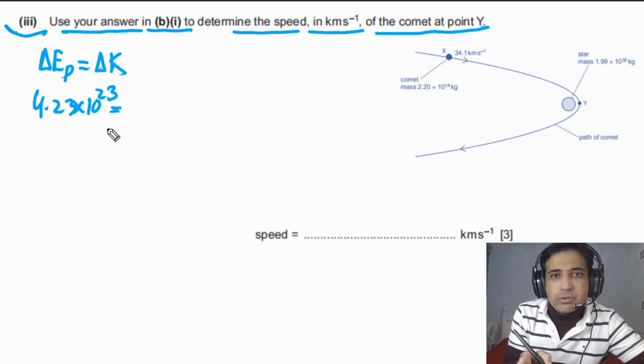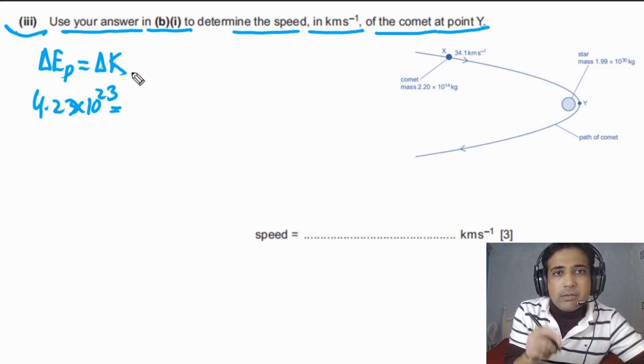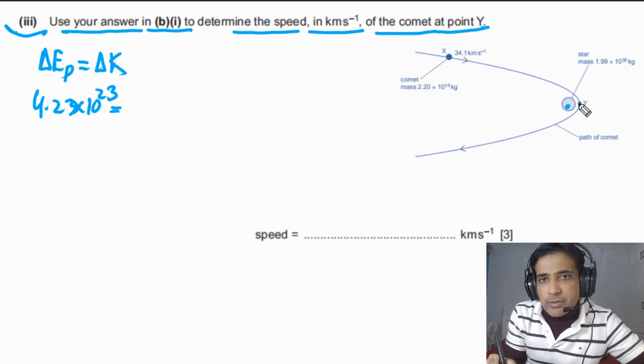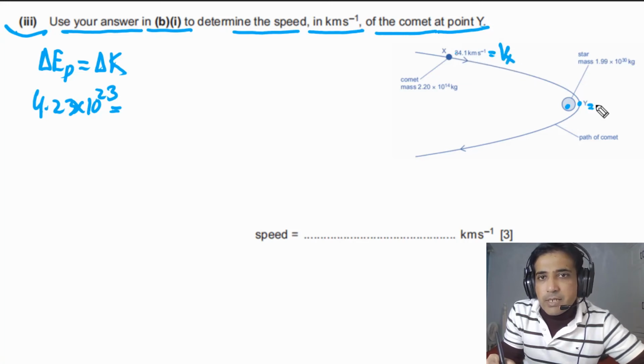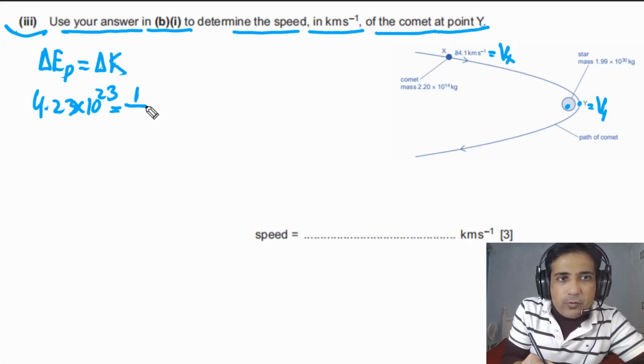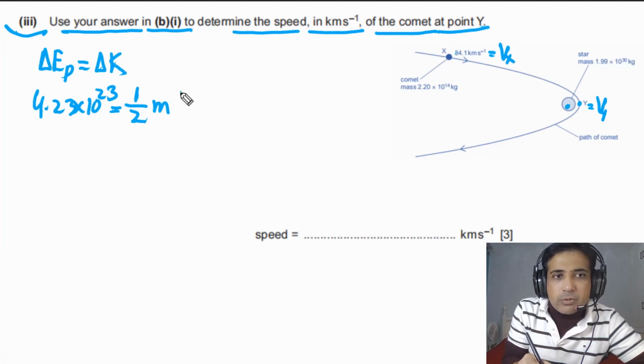Now we need to calculate change in kinetic energy, and then we can find the speed of this comet at point Y. Let's say the speed at point X is Vx, and the speed at point Y is Vy. We need to calculate Vy. So we can write down the formula for change in kinetic energy. In kinetic energy, mass is common, so we can take it out, and write the speed of the comet at point Y minus the speed of the comet at point X.